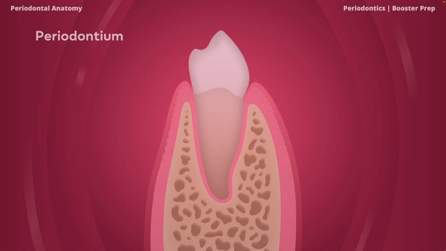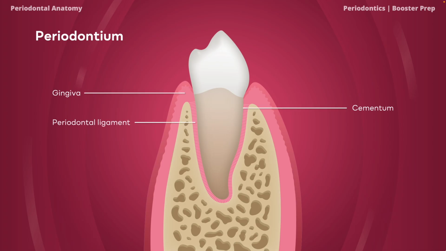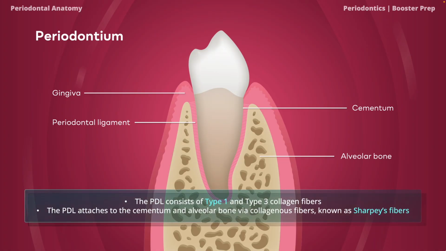Alright, now let's look at the components of the periodontium. So the periodontium is defined as the supporting structures of a tooth. The periodontium consists of the gingiva, the cementum, the periodontal ligament or PDL, and the alveolar bone. Now there are 2 important high yield points to keep in mind here. Firstly, the PDL consists of type 1 and type 3 collagen fibers, with the majority being type 1 collagen fibers. And second, the PDL attaches to the cementum and alveolar bone via collagenous fibers known as Sharpey's fibers.